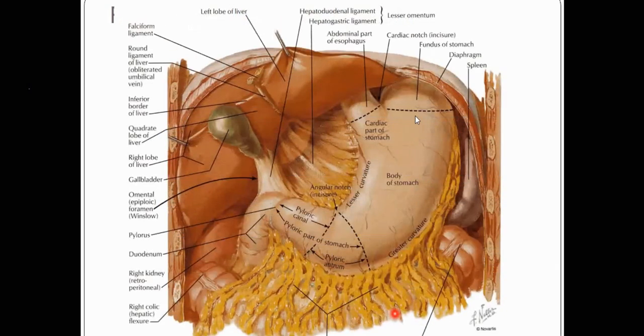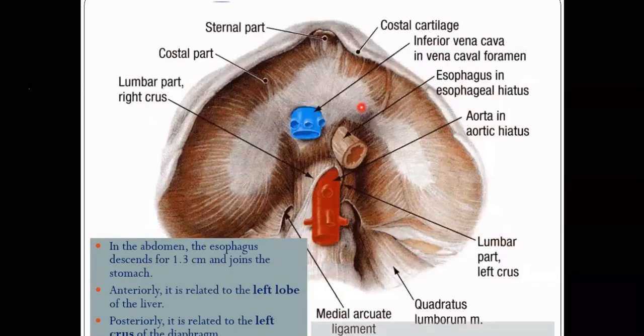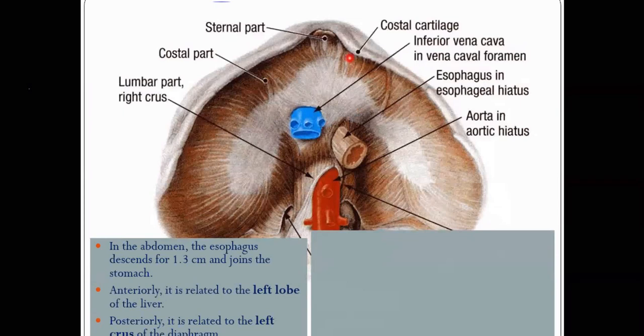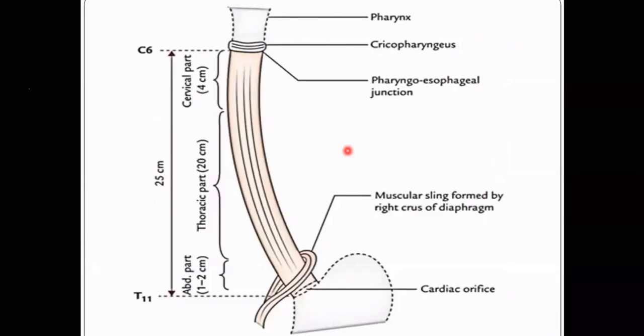Abdomen, inshallah, we will do when we do the abdominal esophagus structure. When it crosses the diaphragm, it will continue over here. And when it enters, it is related to the muscles of the diaphragm, gastric vessels, and the vagus nerve. Here you can see these are the centimeters from there: 4 centimeters cervical part, thoracic part 20, and this.